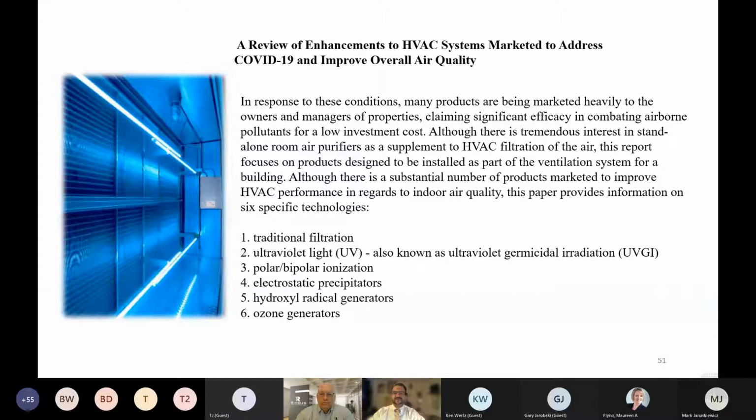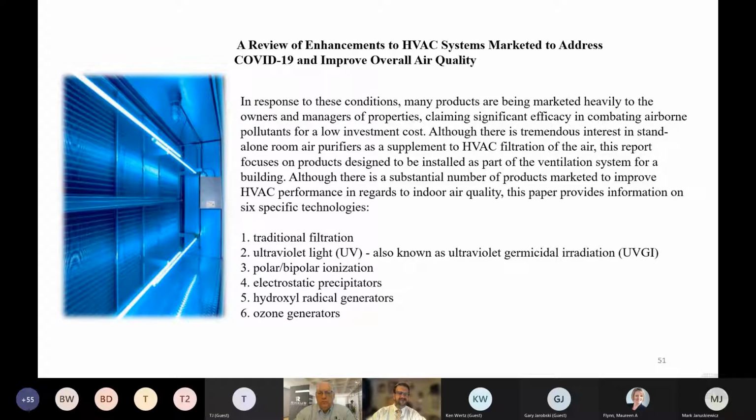You know, there's a report. I didn't put the link here, but that's the name of the report right there on top. A review of enhancements to HVAC systems marketed to address COVID-19 and improve overall air quality. It's a very good report. It discusses the positives and negatives of all of these things.